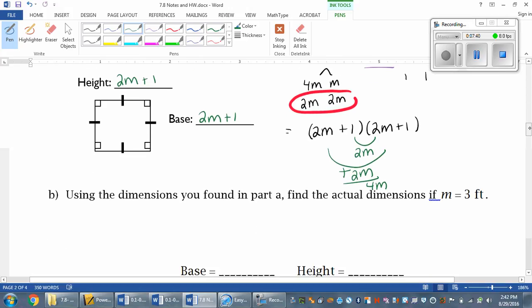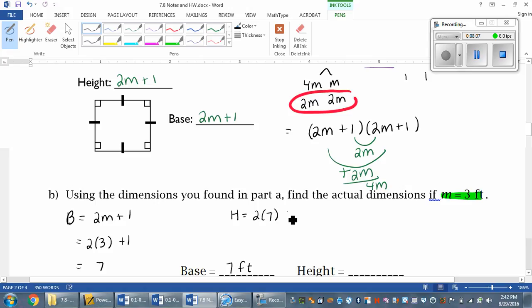Now what we're going to do is find the actual dimensions if m is equal to 3. So again, we're going to start with the base. Base is 2m plus 1. I'm going to substitute 3 in for m. In your calculator, you get 7. Again, I'm going to do the same thing for the height, but you should recognize that we're also going to get 7 feet because we're dealing with a square.